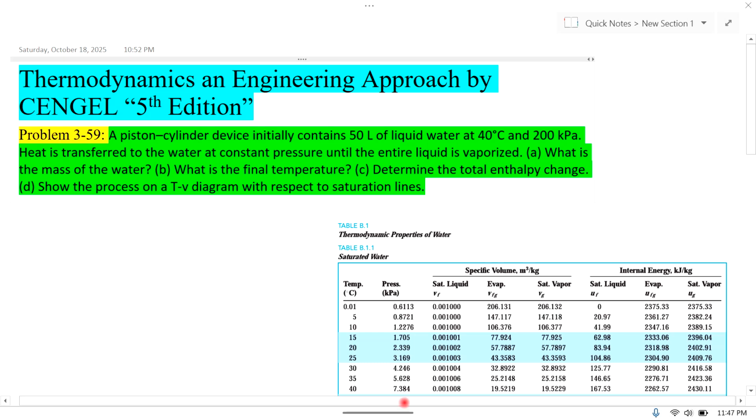Bismillahirrahmanirrahim. In this lecture, I am solving problem 3-59 from the book Thermodynamics: An Engineering Approach by Cengel, 5th edition. So the statement of the problem is a piston cylinder device, and given data.